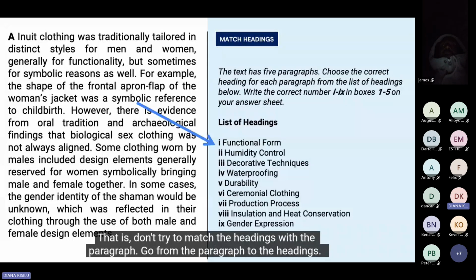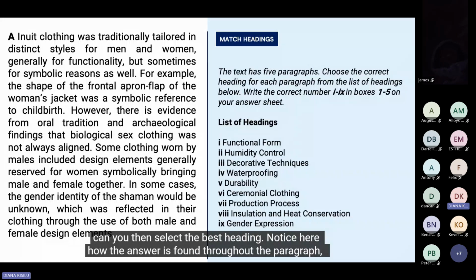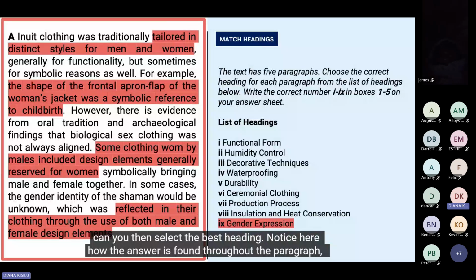That is, don't try to match the headings with the paragraph. Go from the paragraph to the headings. And while we're at it, notice here how the answer is found throughout the paragraph, not in one particular section or sentence.